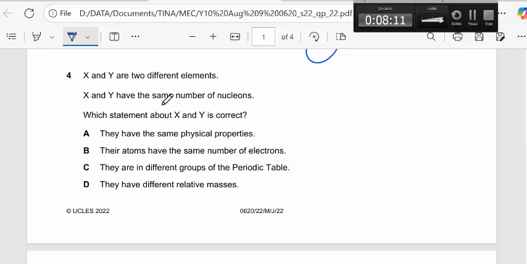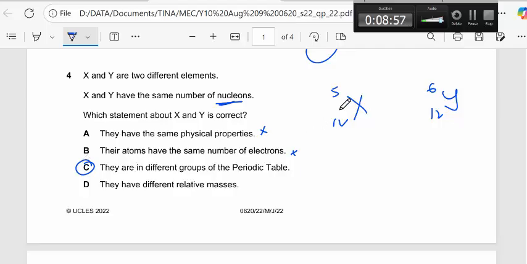Two different elements have the same nucleon number. If the nucleon number is the same, that means the proton number is different. Maybe 5 and 6, but both have 12. Do they have the same physical properties? No, because they're not in the same group. Same number of electrons? No, because the proton number is different. Different groups of the periodic table? Yes, they are in different groups.